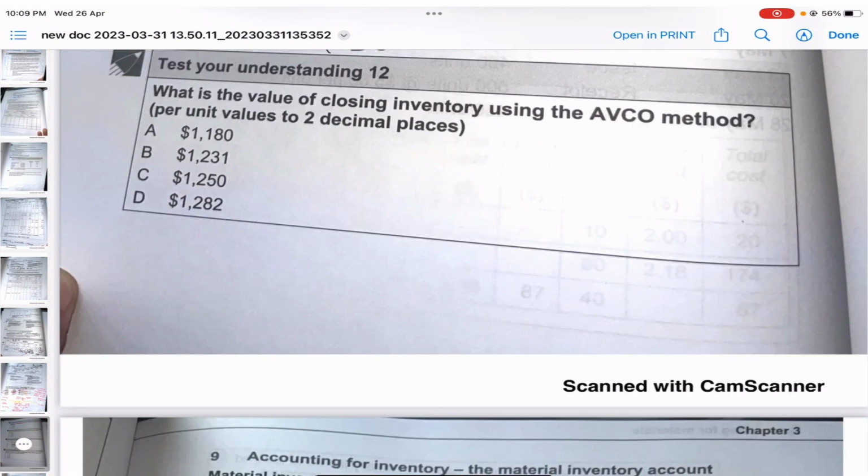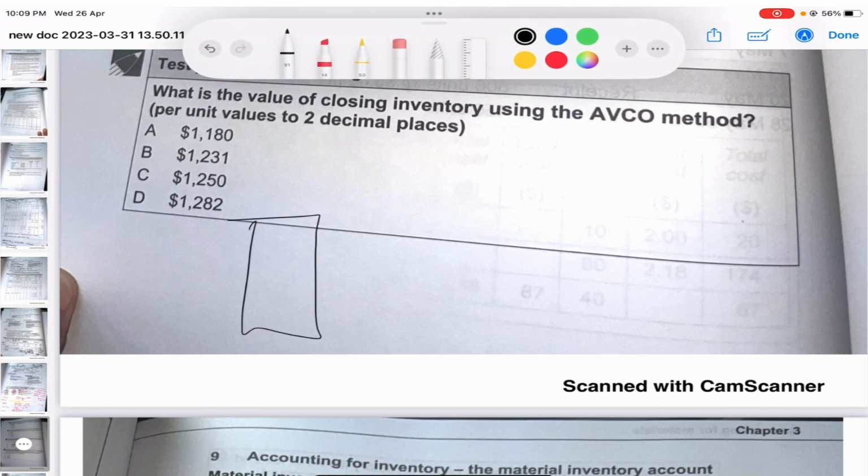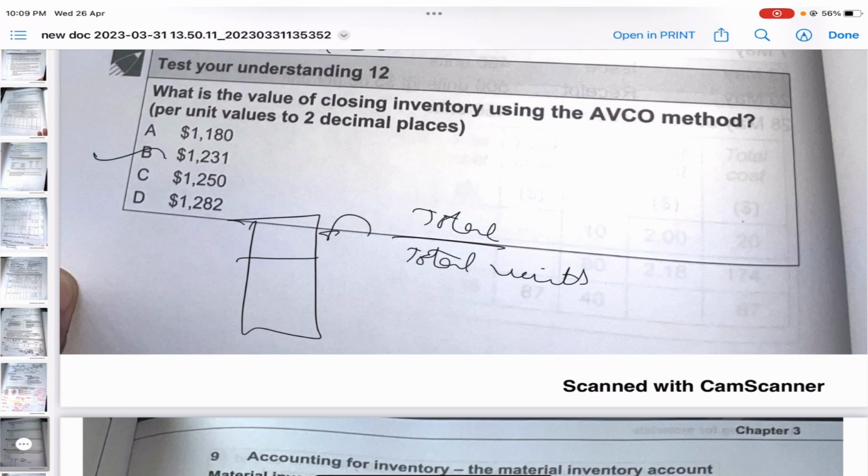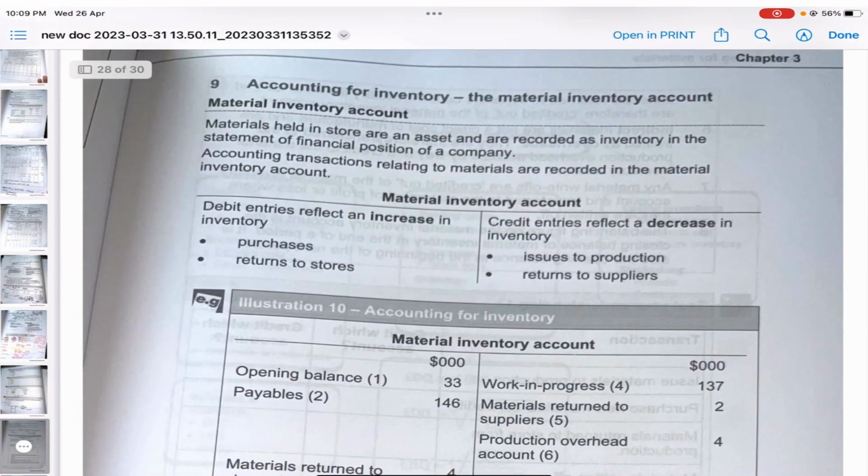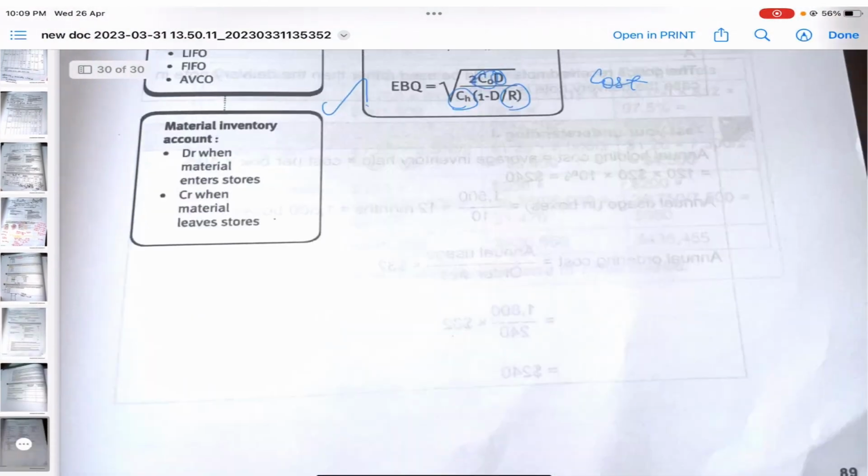What is the value of closing inventory using the AVCO method? Alright, now let's do the average costing method. In the average costing method, we have to find it like that. The average value would be the division of the total value upon total units. By doing that, whatever your answer will be, it is 1231. You know the formula of it, right?